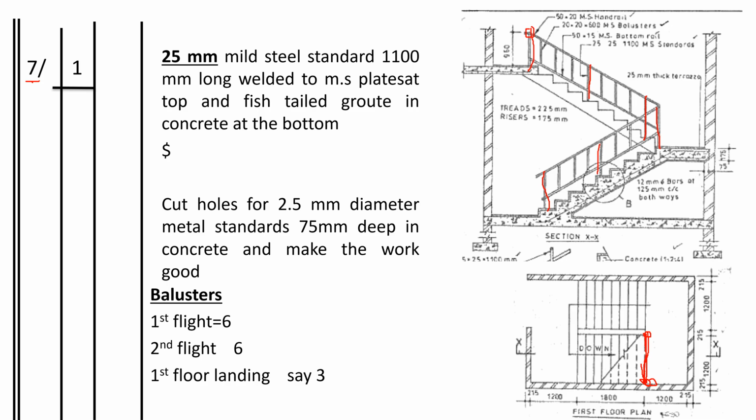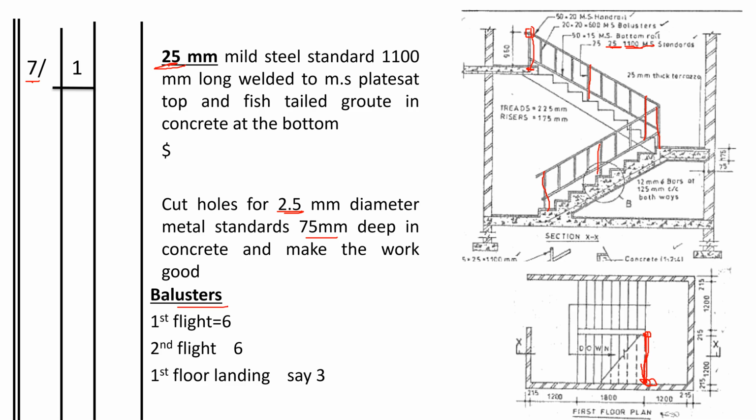We are told there are 25 millimeters, which we have got from the drawing, mild steel standard, which is 1100 millimeters long. It is here in the description. Welded to an MS plate at top and fish-tailed grouted in the concrete at bottom. You know the standard is going into the concrete. Then we need to cut holes of 25 millimeters diameter, because they are 25 millimeters metal standards, 75 millimeters deep in the concrete and make good the work.